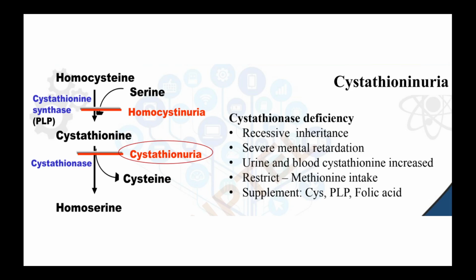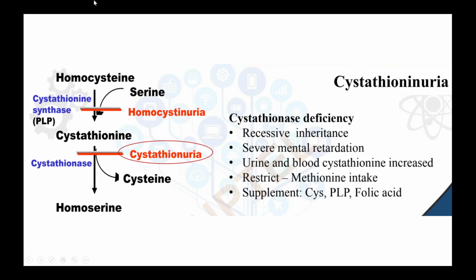It's a recessive inherited disorder, and the symptoms are severe mental retardation. The biochemical effect is excretion of cystathionine in the urine and blood, and the treatment is basically to restrict methionine intake. You know this pathway is coming from methionine, right? Methionine is getting converted into homocysteine. Homocysteine is getting converted into cystathionine. So if you restrict methionine intake in the diet, it can eventually control the symptoms.